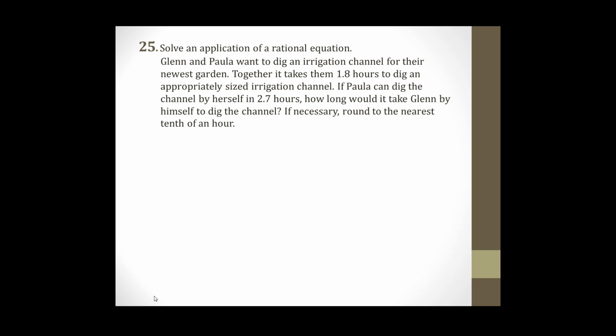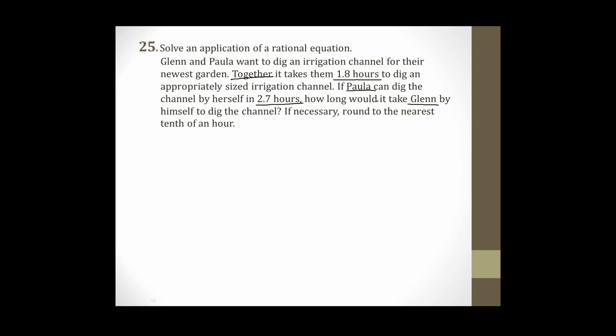This problem is also from your test, and this time it's a slightly different version, but it's definitely giving you a hard time. So let's read it first. Solve an application of a rational equation. Glenn and Paula want to dig an irrigation channel for their newest garden. Together, it takes them 1.8 hours to dig an appropriately sized irrigation channel. If Paula can dig the channel by herself in 2.7 hours, how long would it take Glenn by himself to dig the channel?